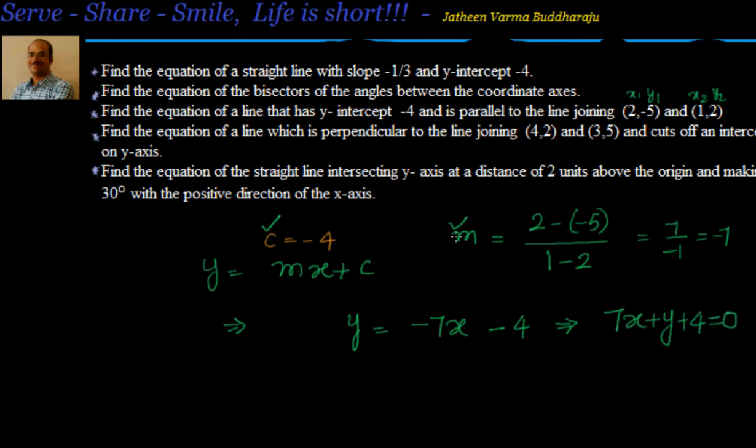So instead of directly giving the slope, sometimes we can be told that the line is parallel to another line joining some points. So you have to find the slope and equate it because they are parallel lines. Okay, let's go to the next one.